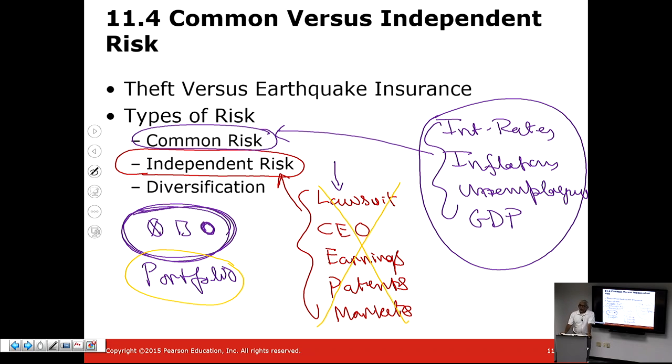Even if you buy all of the stocks that are trading on the New York Stock Exchange, for example, you will still not be able to immunize the portfolio from risks related to changes in interest rate, inflation, unemployment, or GDP. Those are factors that will still remain within the portfolio.